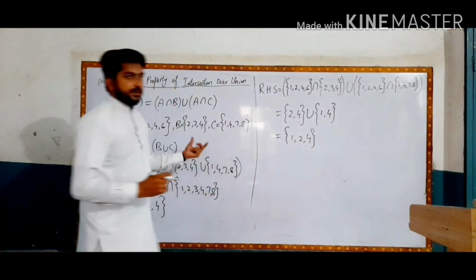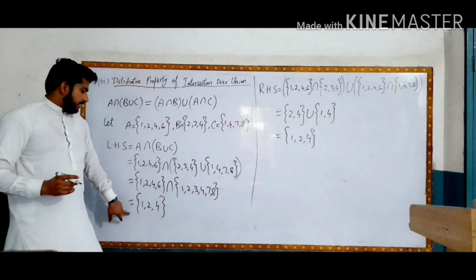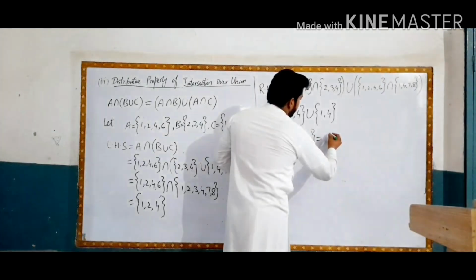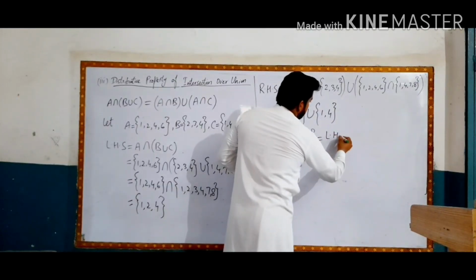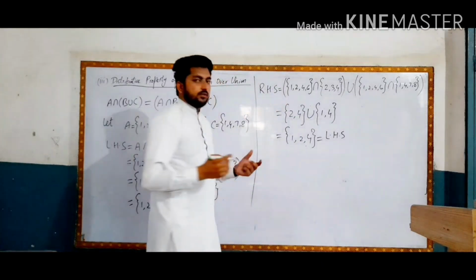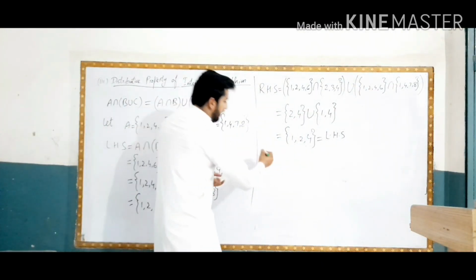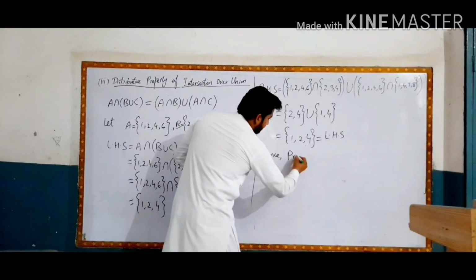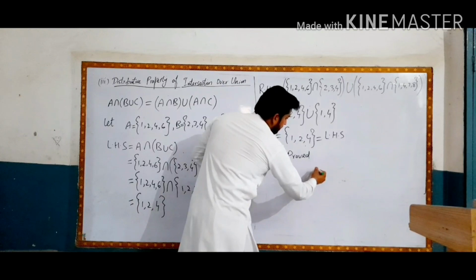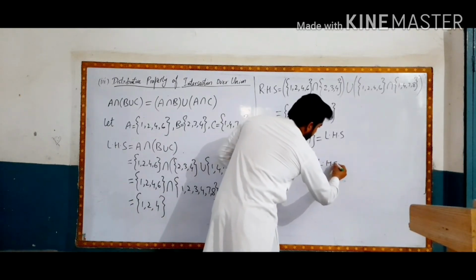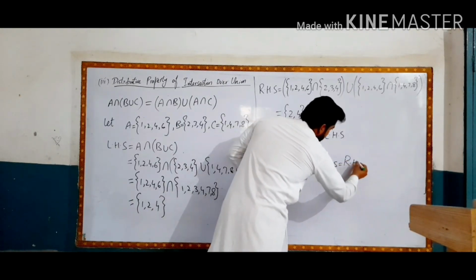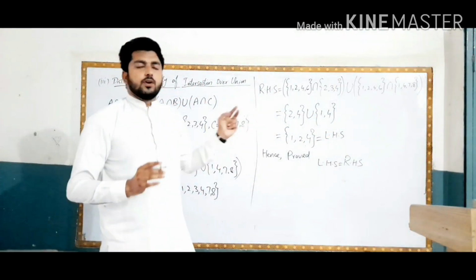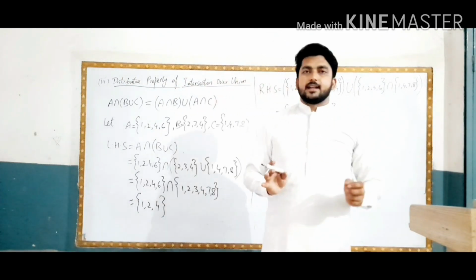So this clearly shows that the left hand side is equal to the right hand side. So we have a conclusion: hence proved, left hand side is equal to the right hand side. So this is the proof of the properties of union and intersection.